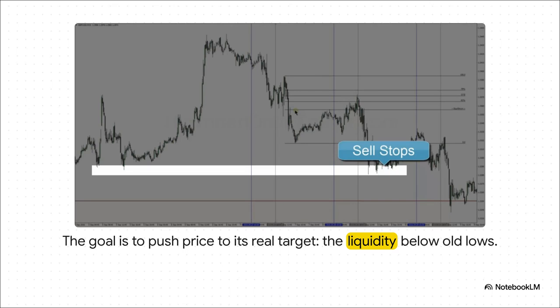Well, the goal is to build up fuel to go in the true direction. The market is being drawn like a magnet to its real target, that giant pool of liquidity, all those sell stops sitting just below the old lows. The protraction, that fake rally, creates the power needed to go down and attack that liquidity. It's deceptive, but it's incredibly efficient.